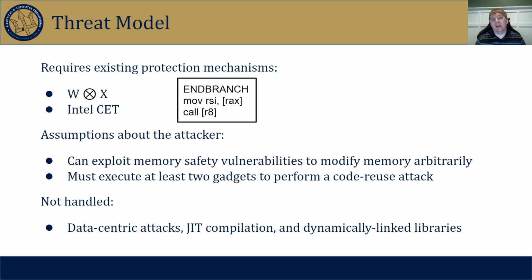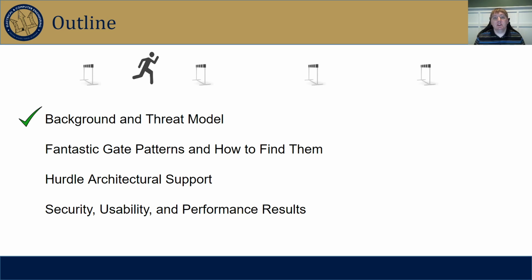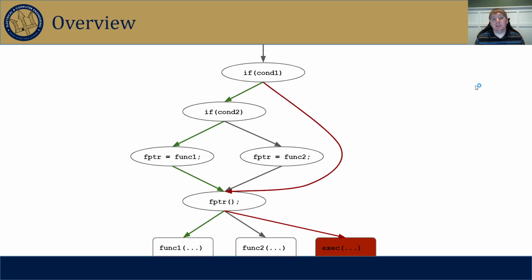We also don't handle anything involving JIT compilation or dynamically linked libraries, because these are a bit too complicated for our prototype at this time. We leave these to future work. So next, let's look at what gate patterns are and how Hurdle uses them to secure applications.